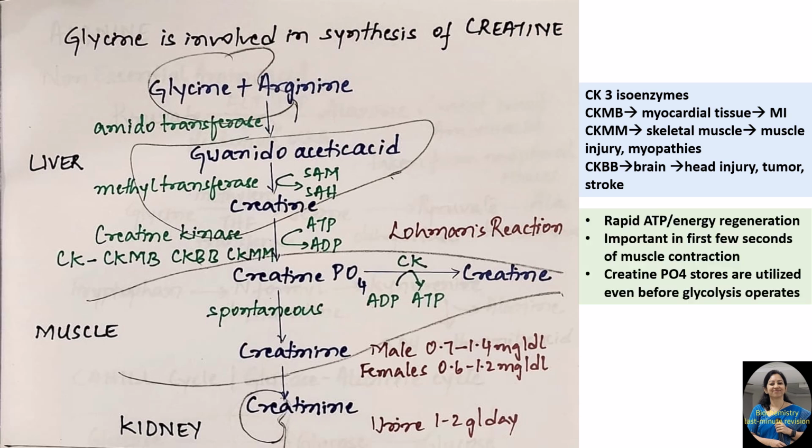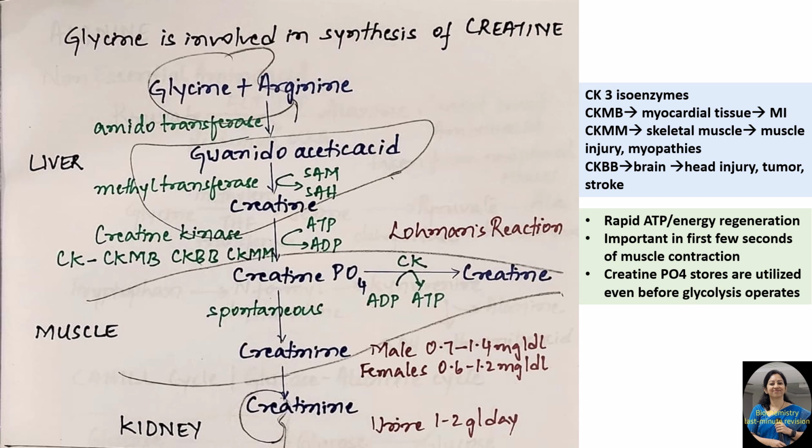Now the metabolic significance of Lohmann's reaction is that this is a rapid ATP energy regeneration reaction in muscles. It plays a very important role, contributing energy for muscle contraction within the first few seconds, even before the operation of glycolysis and TCA cycle. Now, this creatine phosphate undergoes spontaneous degradation to form creatinine. Creatinine is nothing but the anhydride form of creatine phosphate.